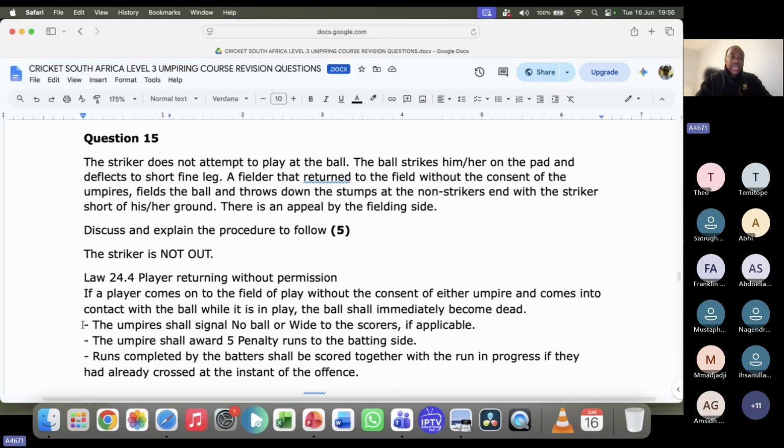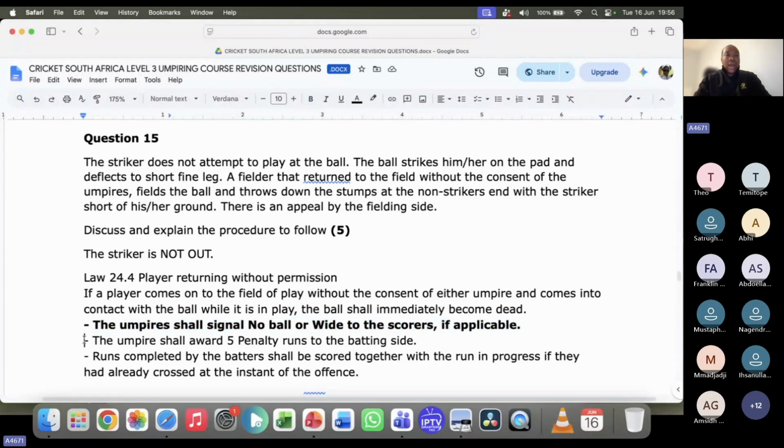Ladies and gents, I'm not sure if Abdullah mentioned this as an exam tip. This line in any scenario where it is valid is a free mark waiting to be captured by all of you. Okay, the umpires shall signal no ball or wide to the scorers if applicable. That is in the memorandum for a lot of these scenarios. And if you remember it, that's a free mark that you can get.